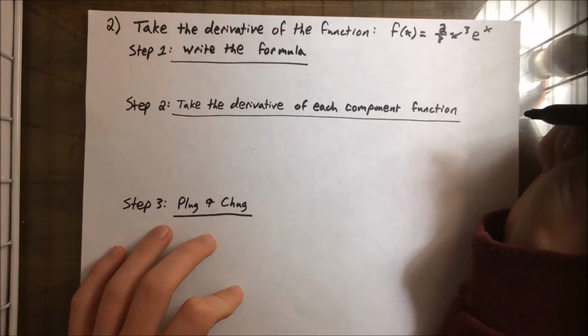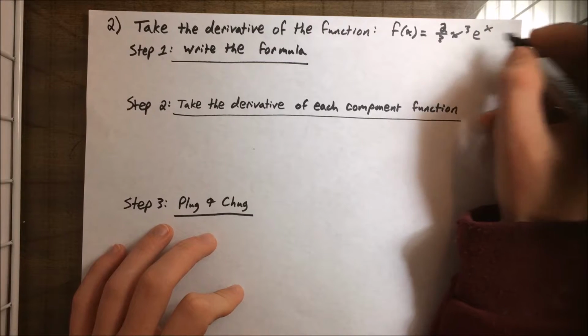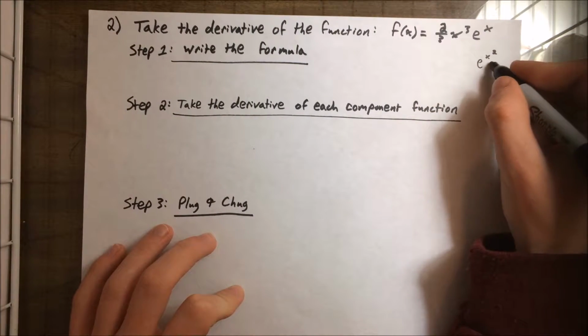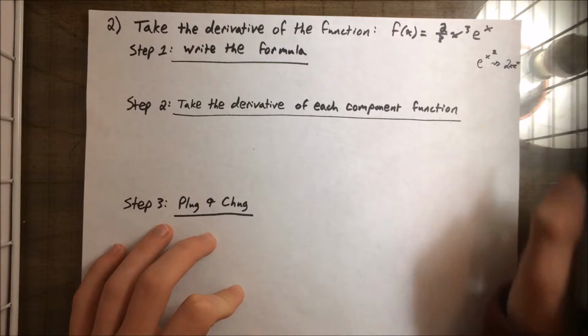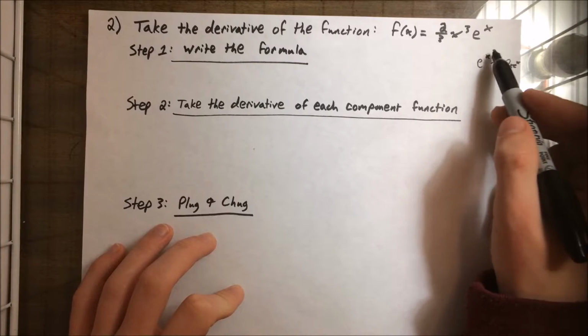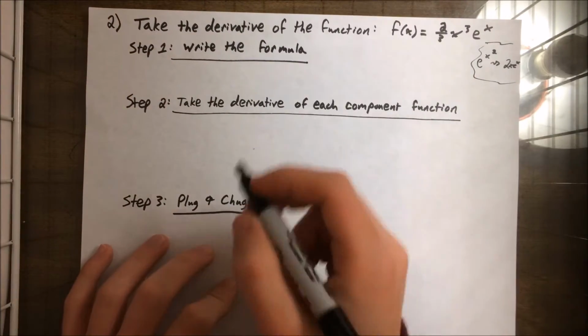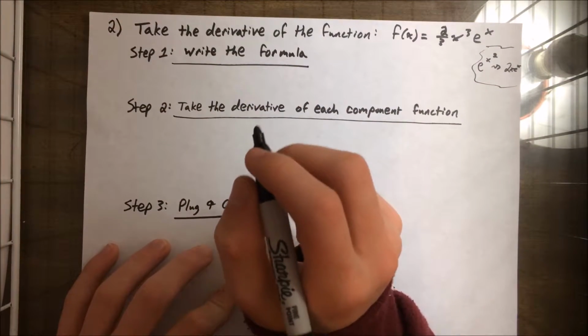It's kind of confusing, but if it were, say, e to the x squared, like if it were e to the x squared like that, then the derivative would be 2x e to the x squared. And so just so y'all know, okay, that's a side note about e to the x. Alright, so step 1 is to write the formula.